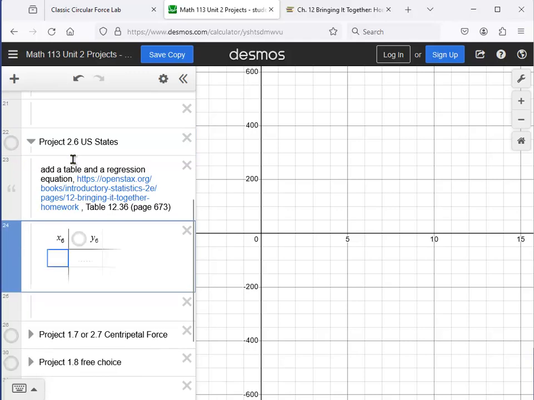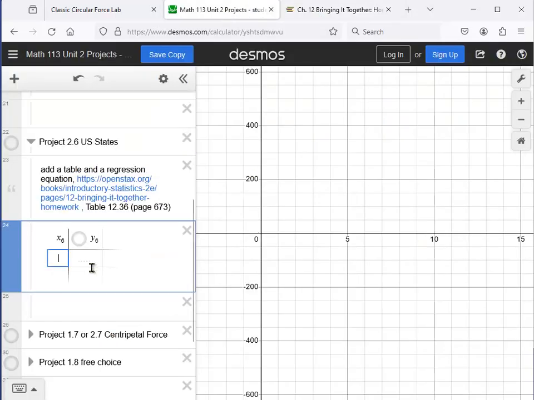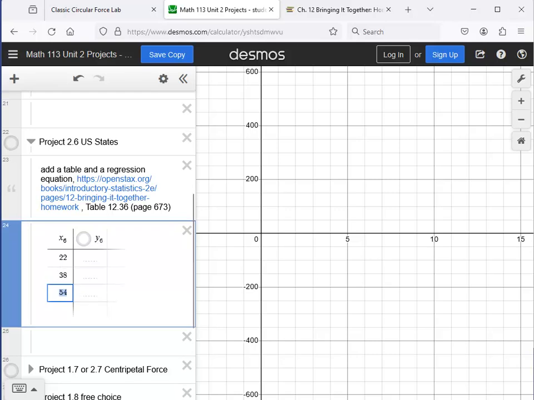Table, and yes, x6 and y6. And so I have the ranks here. Let's see, Alabama, Colorado, Hawaii. There we go. So Alabama, Colorado, Hawaii. I finally put that to the side for me here. Last state, right? And then here, 52,000, 104,000. Colorado's big, and Hawaii, of course, is pretty tiny, and so on.